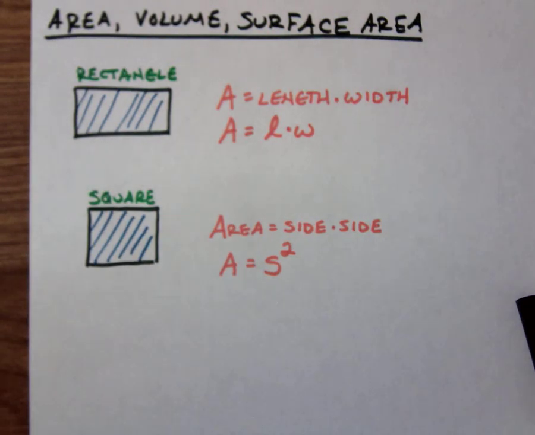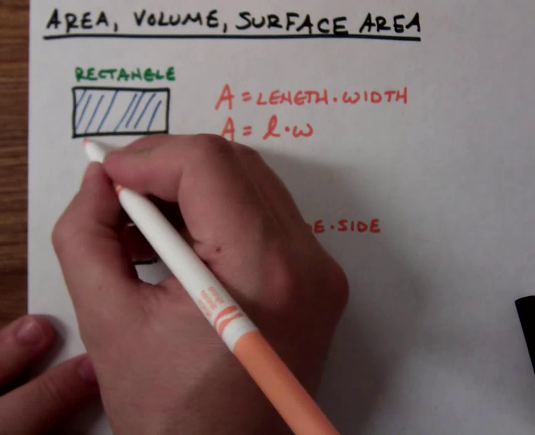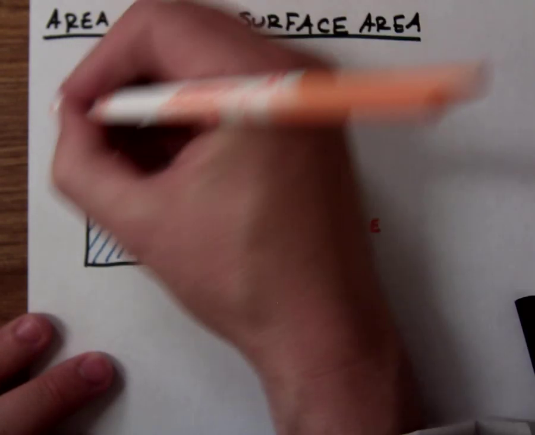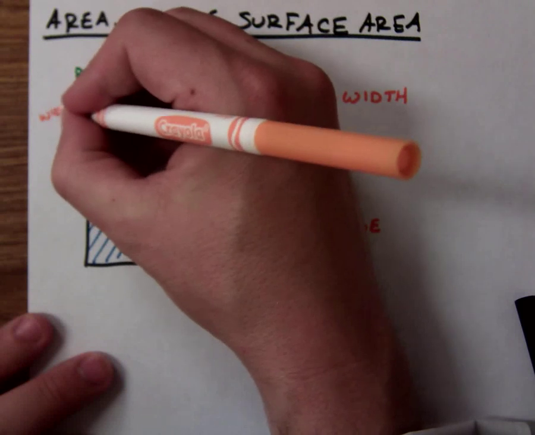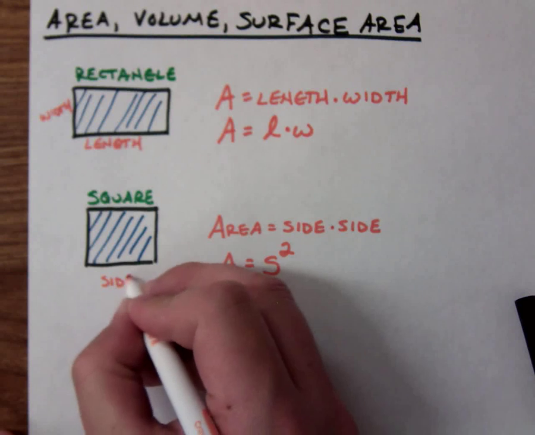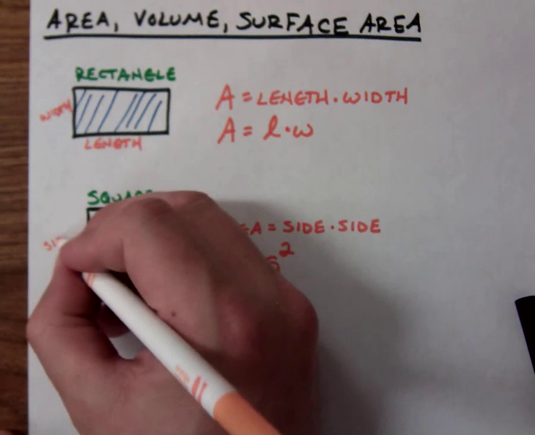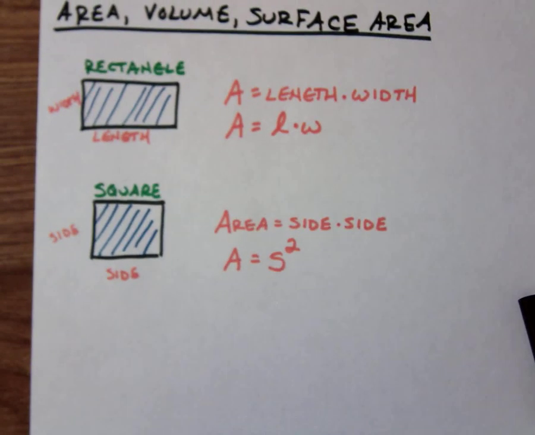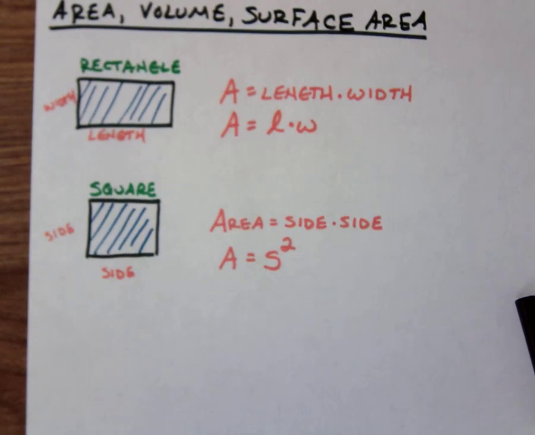I suppose I should make this whole thing complete here and actually label. Let's go back up here and label these so there's no confusion. Square, side. So area of a square is S times S, S to the second power.